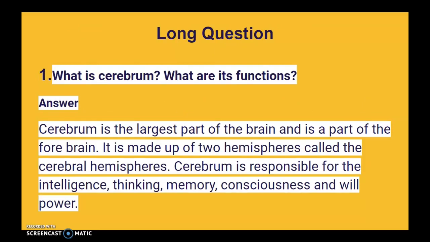Question number 1. What is cerebrum? What are its functions? Answer: cerebrum is the largest part of the brain and is a part of the forebrain. It is made up of two hemispheres called the cerebral hemispheres. Cerebrum is responsible for the intelligence, thinking, memory, consciousness, and willpower.